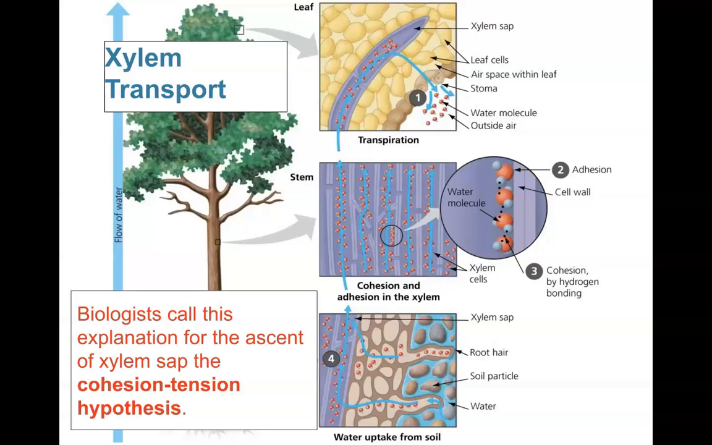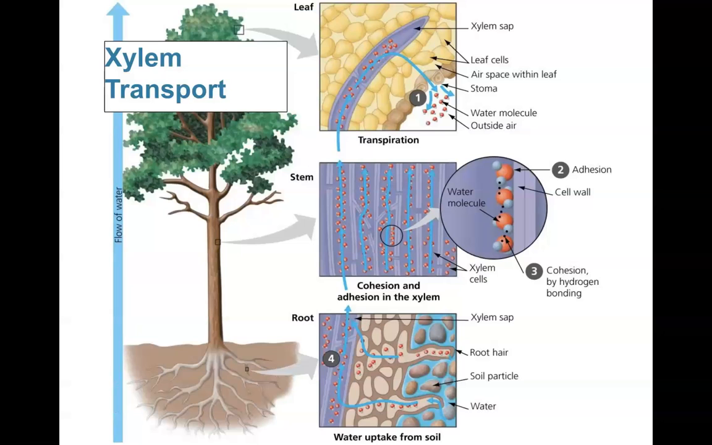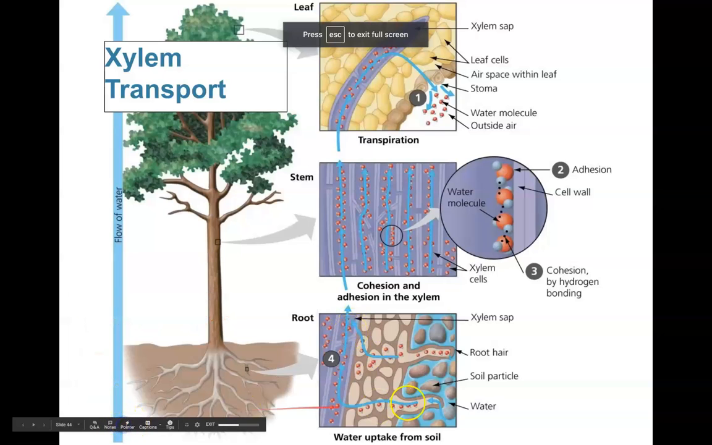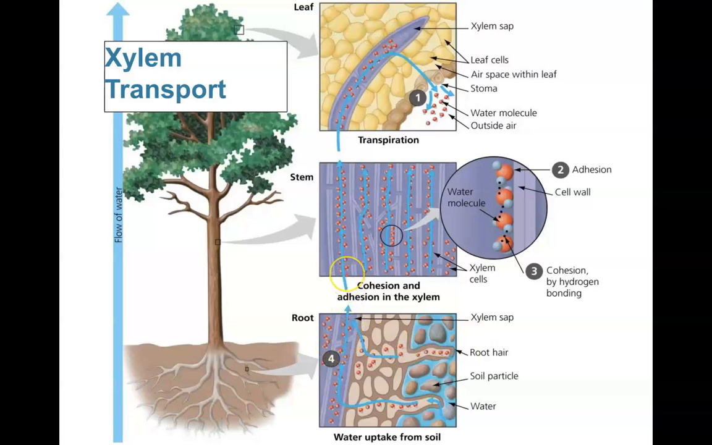Step four, the last process in order to achieve this movement against gravity, has to do with the water uptake from the soil. New water moves in through these root hairs, being absorbed in those high surface areas of the root system of the plant. It moves through the tissue, the xylem in this case, and then more water enters the vascular tissue and will achieve those other steps that we discussed, cohesion and adhesion, and transpiration at the very top of that shoot area.